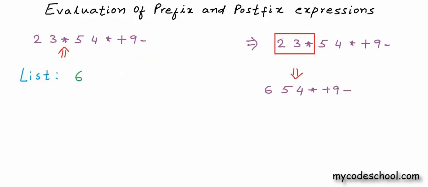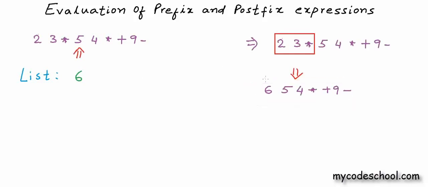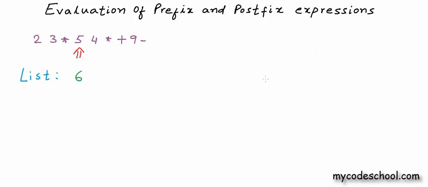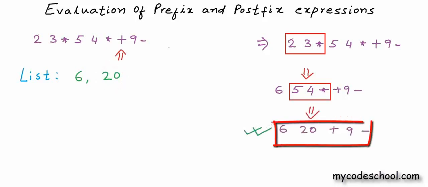We are at this stage right now that I'm showing on the right. I'll continue the scanning. Next we have an operand. We'll push this number 5 onto the list. Next we have 4, which once again will come to the list. And now we have the multiplication operator, and it should be applied to the last 2 operands in the reduced expression. And we should put the result back into the list. This is the stage where we are right now.